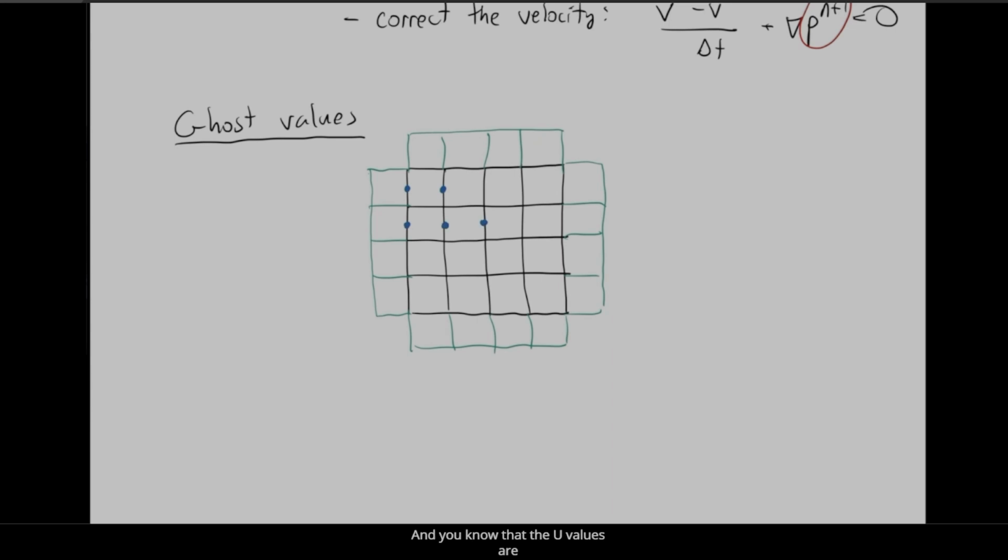And you know that the u values are 0 at walls that are impenetrable. So for example, at the u value over here, u is equal to 0. And then you set the outside values, for the u values on the outside, the ghost values. So these ones right here are the ghost values. You still store them, but they're not inside the computational domain or on the boundary.